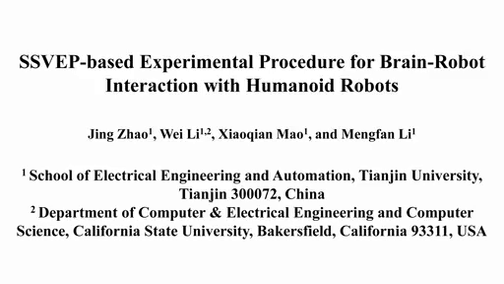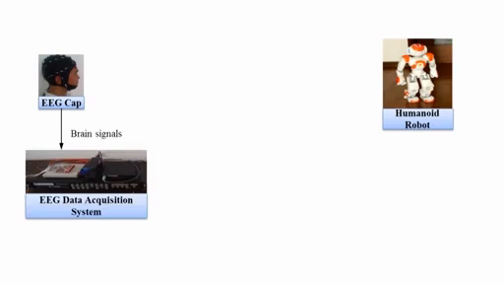The overall goal of this method is to establish an SSVEP-based experimental procedure by integrating multiple software programs to enable the study of brain-robot interaction with humanoid robots.